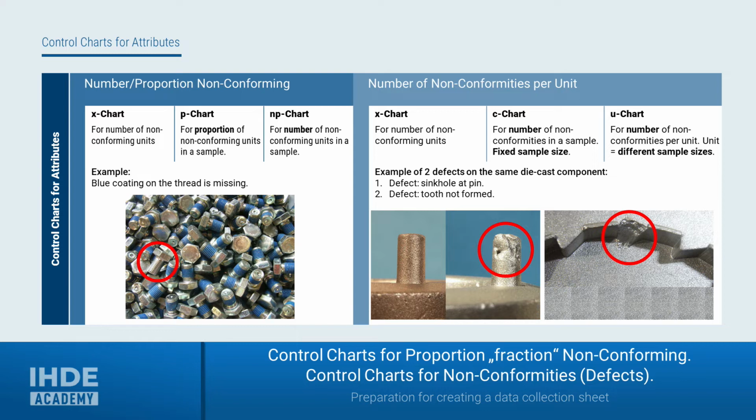On the right side, however, we have an example of a number of errors per unit. In this case, the unit is a single part made of die-cast zinc. This item may have multiple defects. Here is an example of shrink holes and a missing tooth.